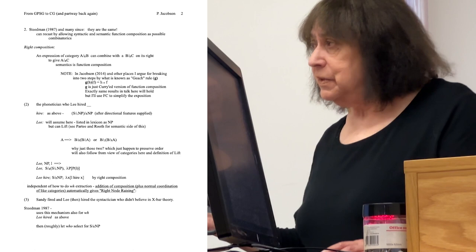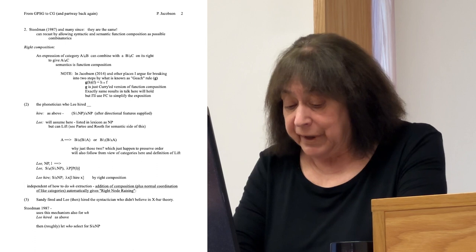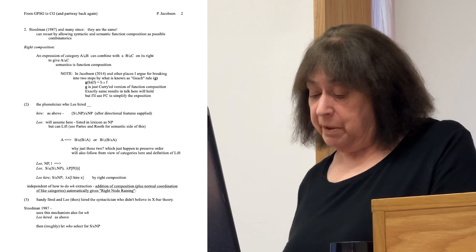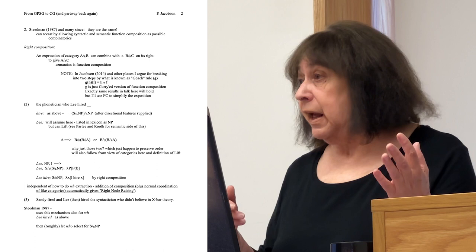And he proposed that one way to think about this is to add to the grammar a possibility of what we'll call for now composition, or function composition, which says that if you have an expression that says give me a B to my right to give an A, and you find a B that wants a C to its right, they could just directly combine to give an A or C, that is something that wants a C to its right to give an A. And the semantics of that is function composition.